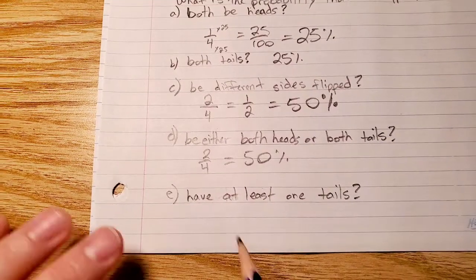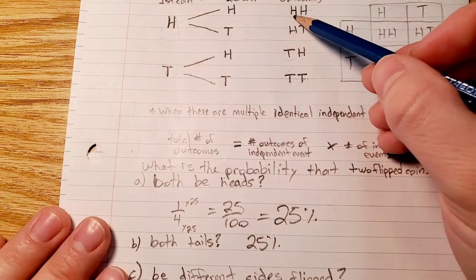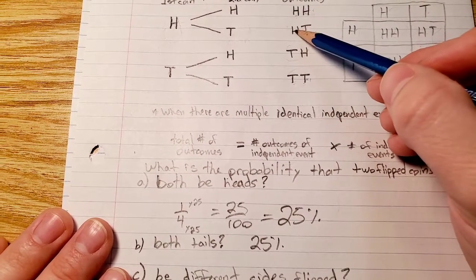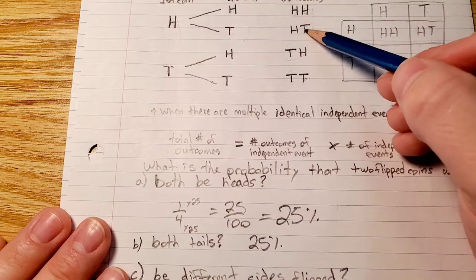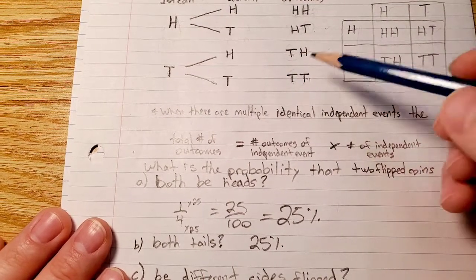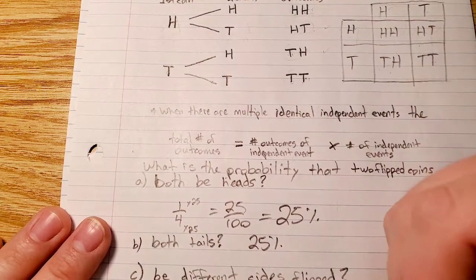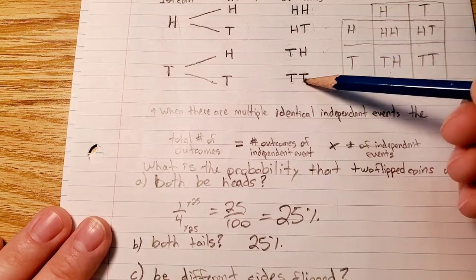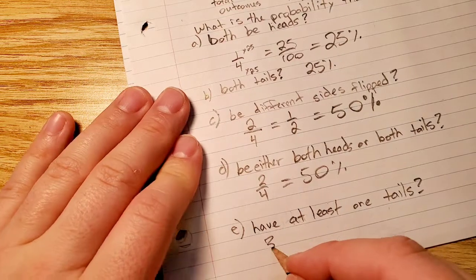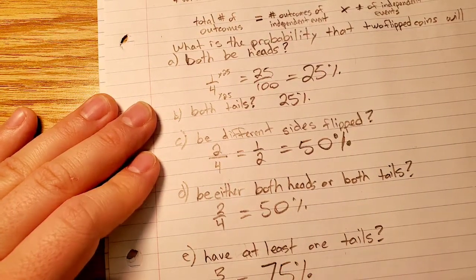What about this question? Have at least 1 tails. So looking here, we've got no tails, so the first option doesn't work. The second outcome has 1 tails, so that works, so that's 1. This one has 1 tails, that works. And this one has 2, which is more than 1, which means that it is at least 1. There's at least 1 there, so this one works as well. So this would be a 3 out of 4 chance, which equals 75%.